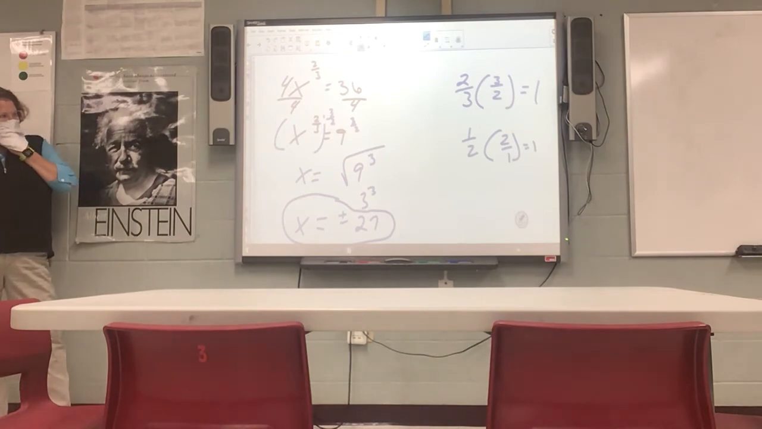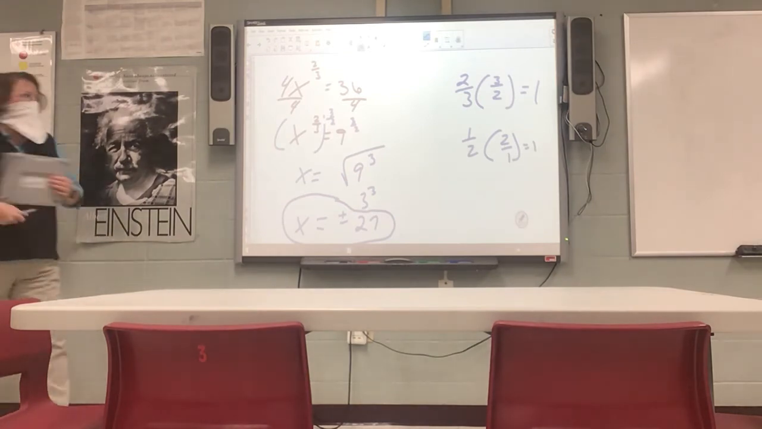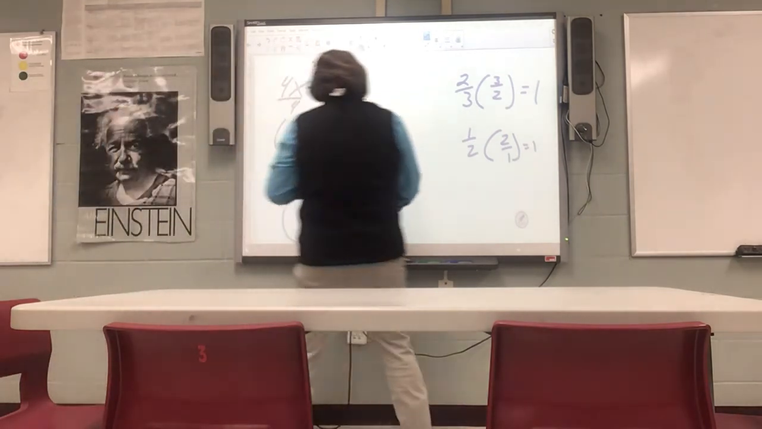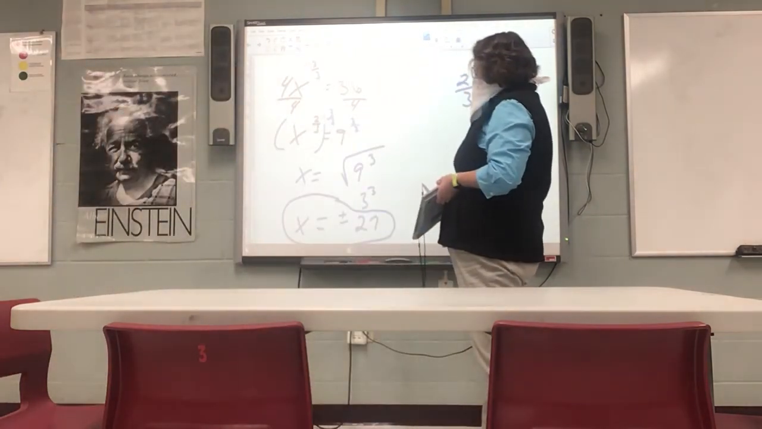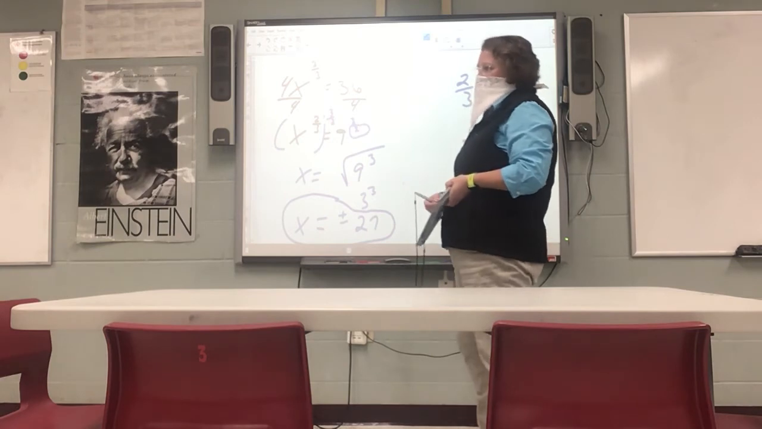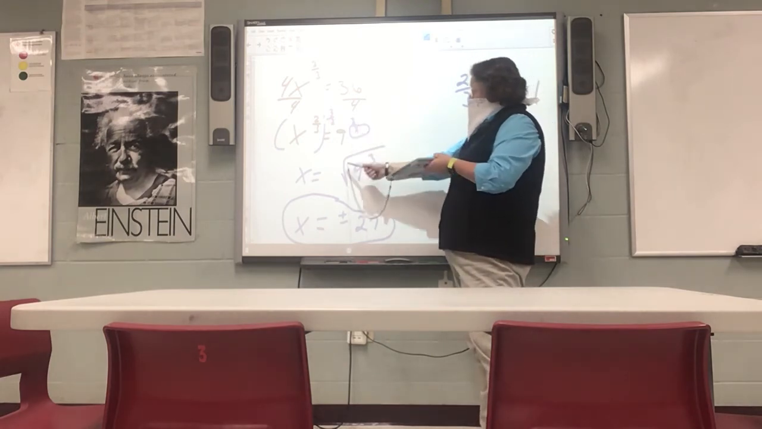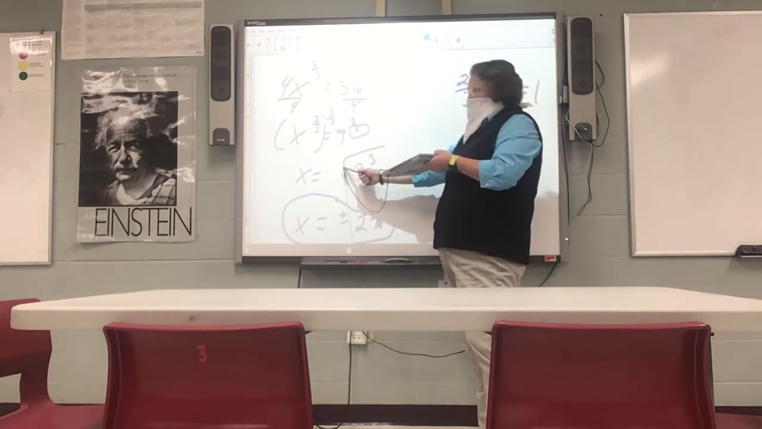Like if you use the calculator to get 27, how do you know whether you use a plus or minus? That's a good question, because it's not gonna tell you. You have to know that you did an even root. So anytime the bottom number of the fraction is even, that means it's an even root.